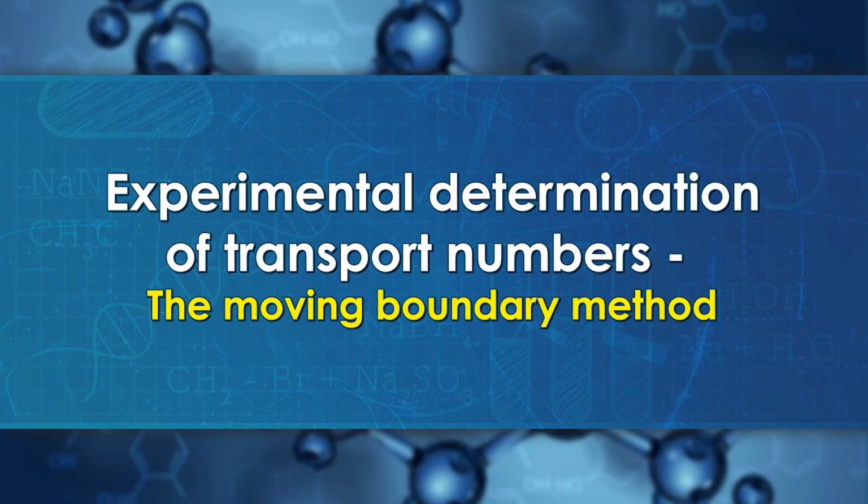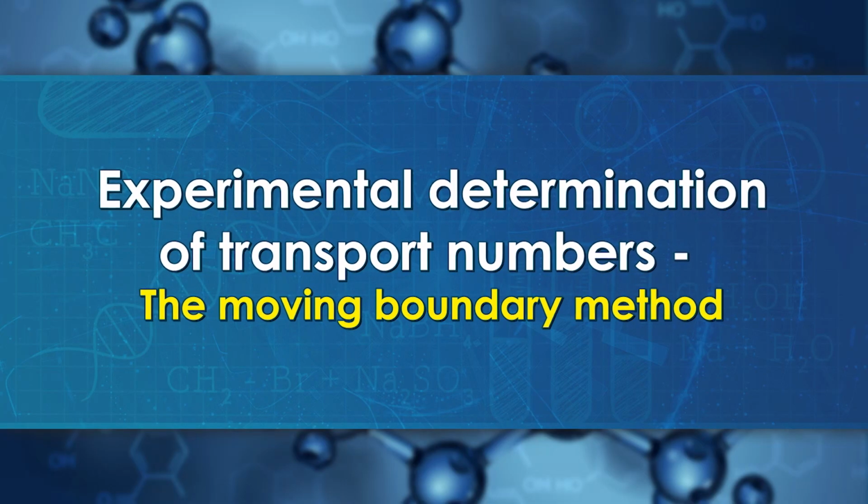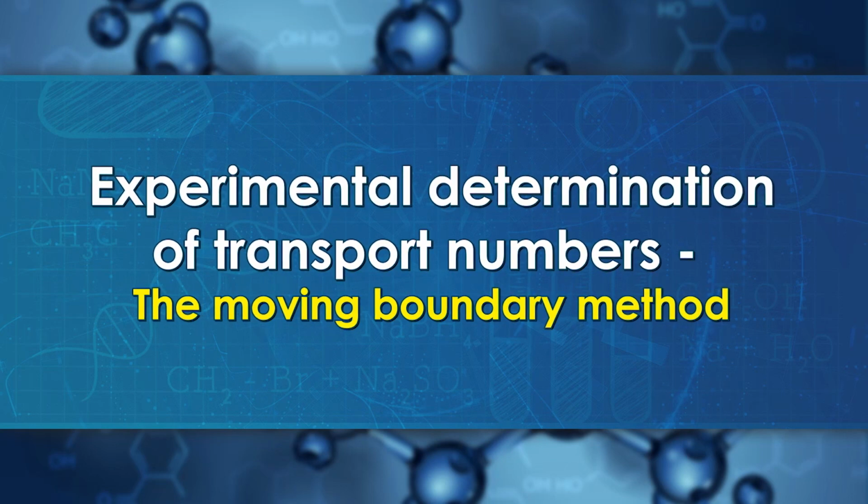To the 6th session on electrolytic conductance. In this, we will be seeing the experimental determination of transport numbers by another method known as the moving boundary method. As you all know, transport number is the fraction of the total current carried by a particular ion. Before going into the details of this experiment, we will have to see two laws based on electrolysis.